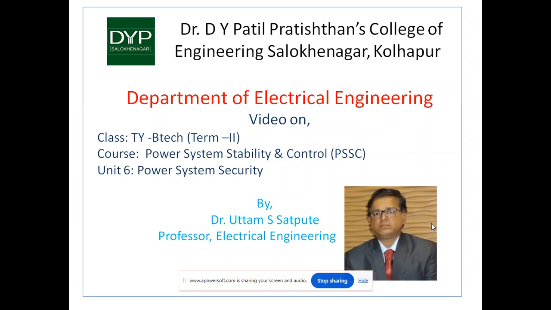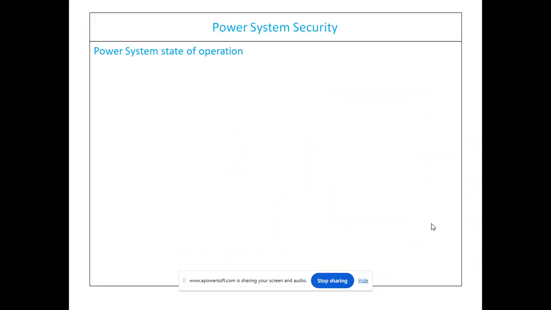This video is on the course Power System Stability and Control, which is there for third year BTech. And in this video, we'll see Unit 6, that is Power System Security. Now, before going to see the definition of power system security, and what are the different components involved in power system security operation, let us first understand what are the different states of operation of the power system.